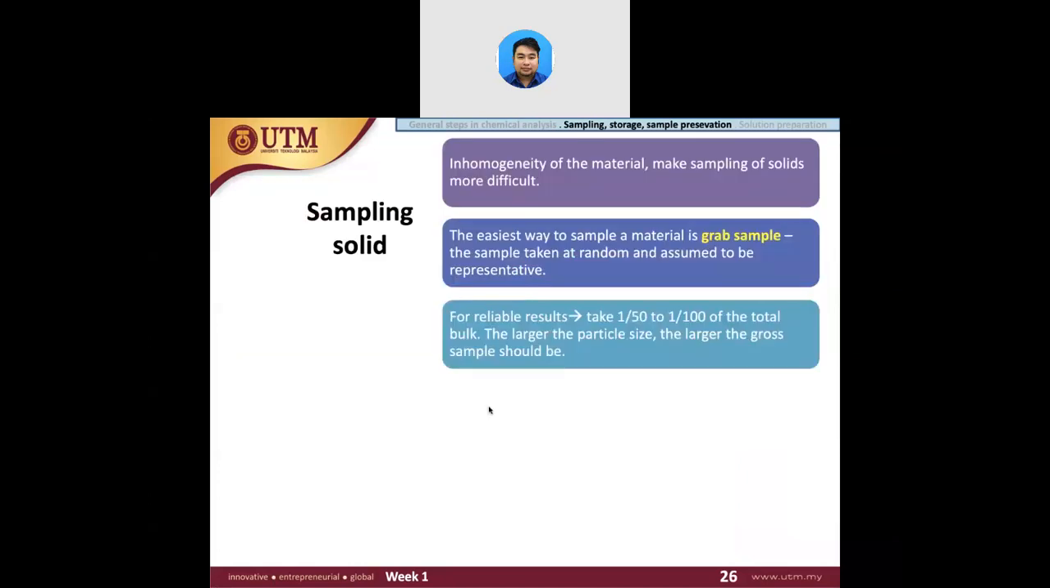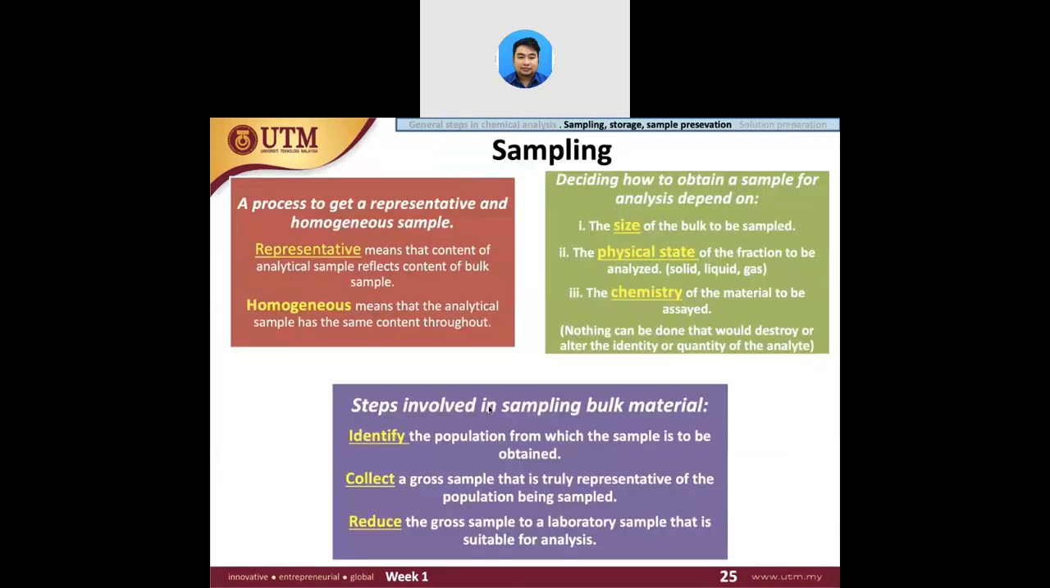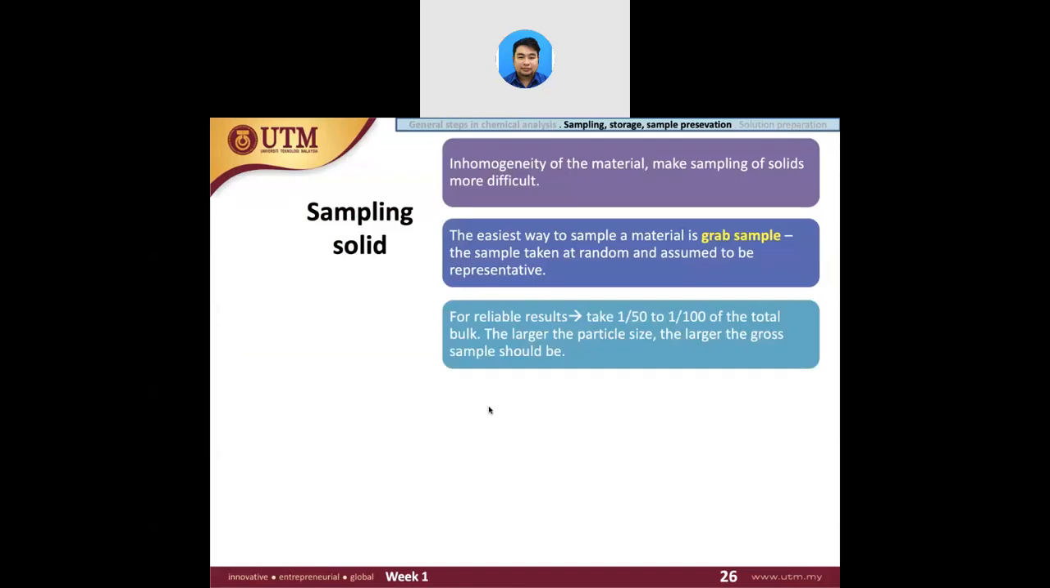Okay, sampling solid. So now we are going to look at how you are going to sample solid, how you are going to sample liquid, and how you are going to sample gas. Okay, so sampling solid. Okay, solid ni there are some difficulties. Alright, solid they ada inhomogeneity. Okay, inhomogeneity of a material makes sampling of solids much more difficult.